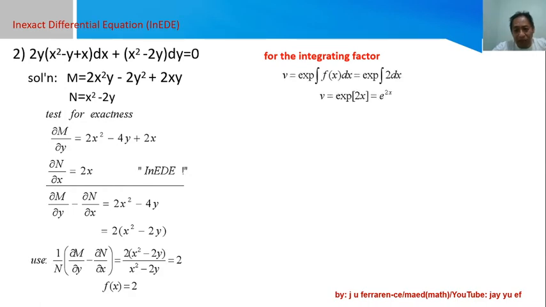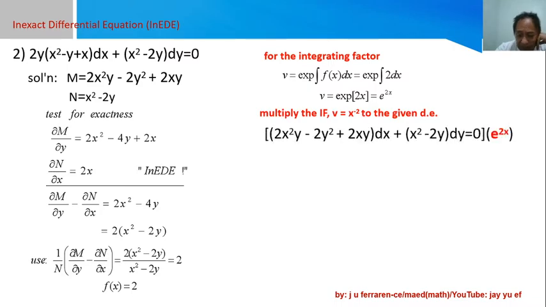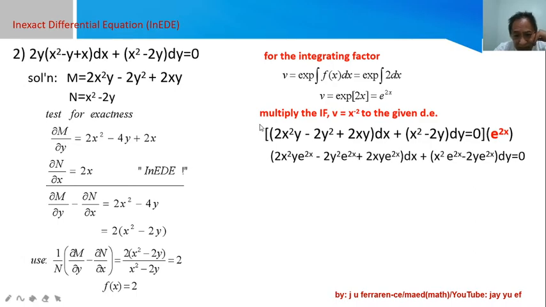Okay, so the IF by formula is the exponential of the integral of f of x dx, this result. So we have an exponential of the integral of 2 dx. So that is 2x when subjected to integration, or that is exponential 2x as your IF. That IF will be multiplied to the DE. Okay, so this is now the resulting equation. All the terms involve an exponential 2x.